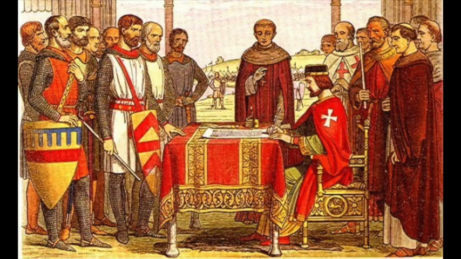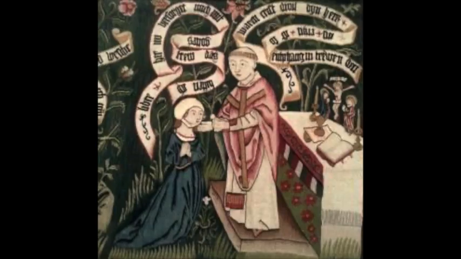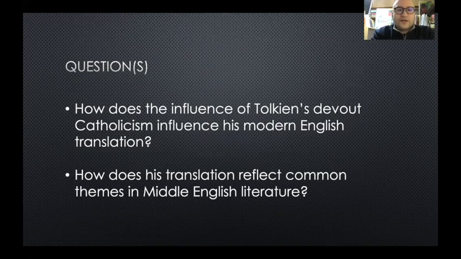So I want to know, how does Tolkien's translation show his Catholicism, and also what does his translation say about other themes in Middle English literature? One of those would be sin and salvation. Because this is a preliminary study and I'm still working on it, I'm hoping to uncover a common theme in his translation, and I'll write about that later.